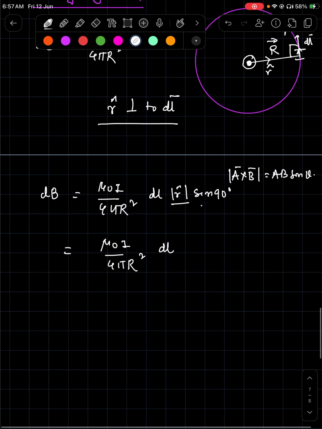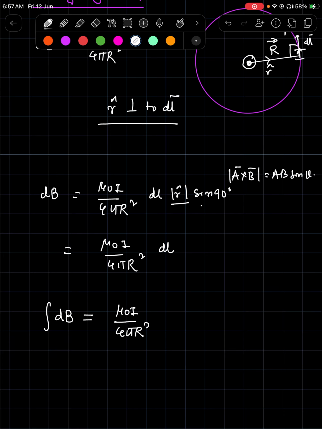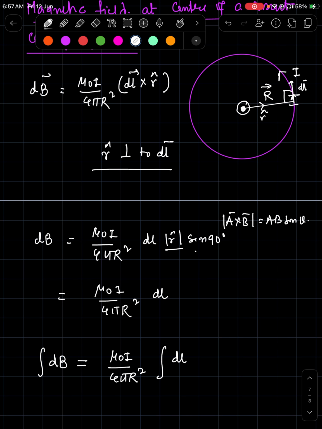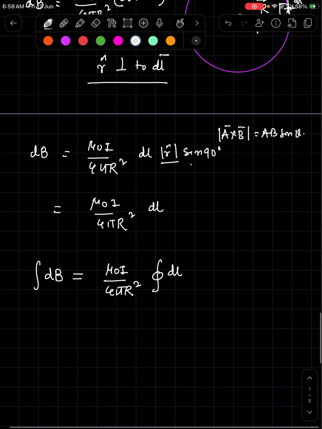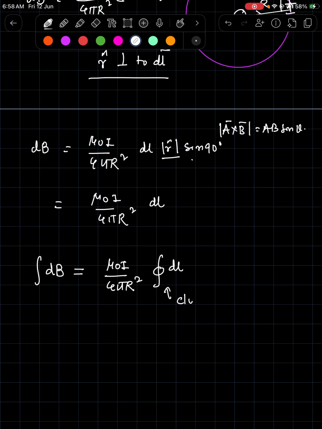So the total magnetic field at the center becomes the integration of dB, so mu I by 4 pi r squared into the integration of dl. But the integration of dl means the total length of the circle, because we are considering the total wire. Since the circle is a closed line, we give a small circle on the integral sign to denote that this is a closed line integration.